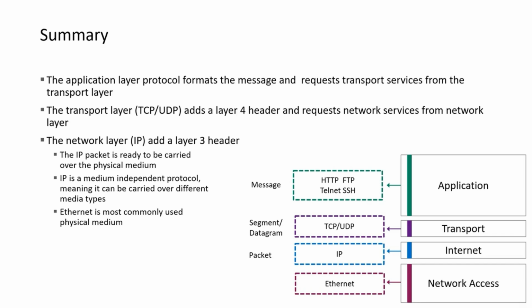This concludes the discussion on the TCP/IP protocol suite. We've seen how the application layer protocol formats the message that needs to be carried over the network. The application layer protocol then requests transport services from the transport layer. The transport layer adds a layer 4 header and requests network services from the network layer. The network layer, IP, adds a layer 3 header. Now the IP packet is ready to be carried over the physical medium. The specifics of that are defined in the network access layer. Even though IP is a medium-independent protocol, meaning it can be carried over different media types, the most commonly used one is Ethernet. We'll cover the details of Ethernet in the next unit.